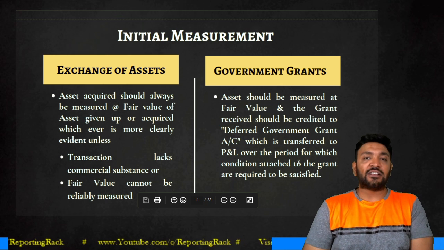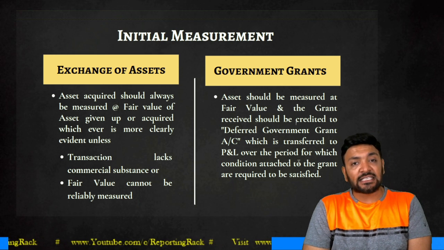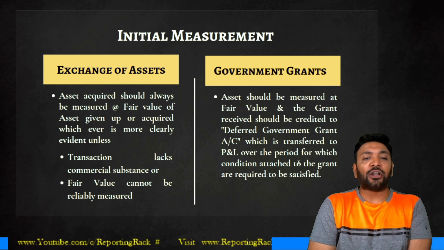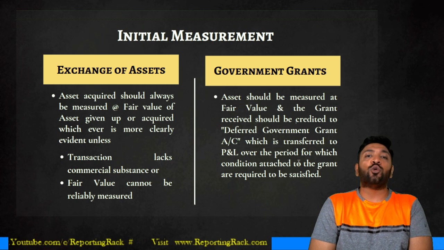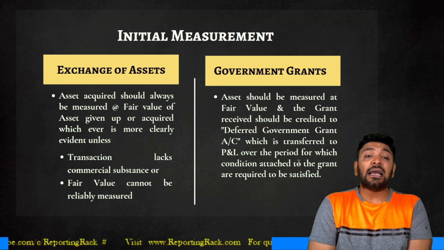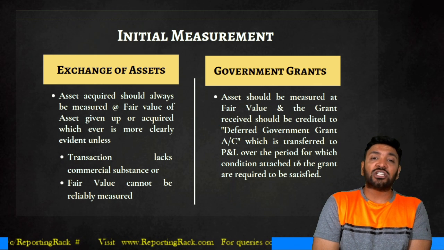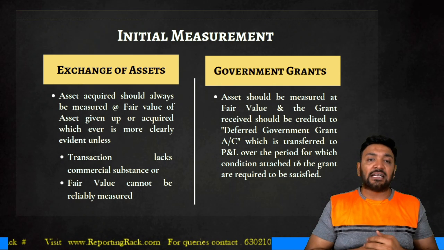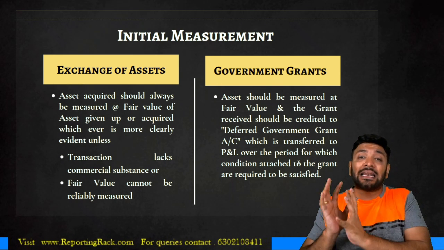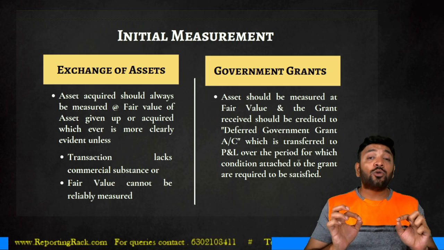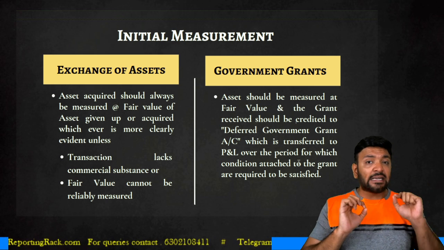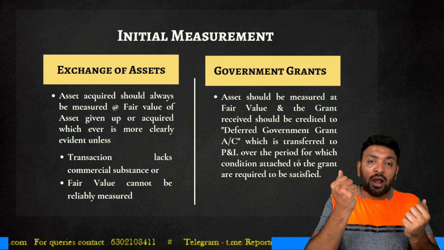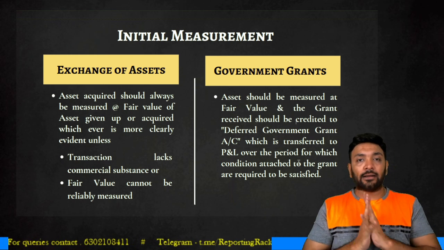What about exchange of assets? I purchased this asset with the help of exchanging an already owned asset. I already own a particular asset. I gave up that asset and I acquired a new asset. In such cases, the asset acquired should always be measured at either the fair value of the asset acquired or the fair value of the asset given up, whichever is more clearly evident. I'll have to recognize the asset acquired at the fair value of the asset given up or the fair value of the asset acquired, whichever is more clearly evident.